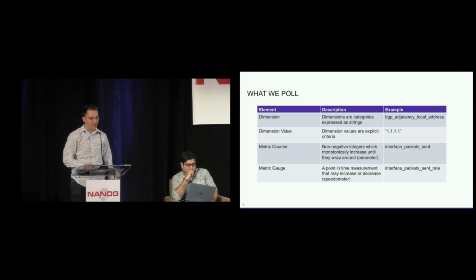On the other hand, a gauge is a point-in-time measurement that increases or decreases, like the rate of packets sent on an interface, or going with the car analogy, it's like the speedometer in your car. The goal of our polling layer is to produce a metrics group which consists of these dimensions, counters, and gauges. Then, we place the metrics group onto the Kafka bus for the persistence layer to handle.